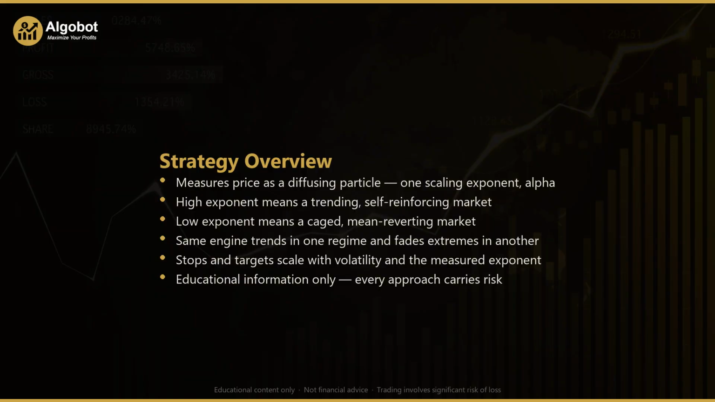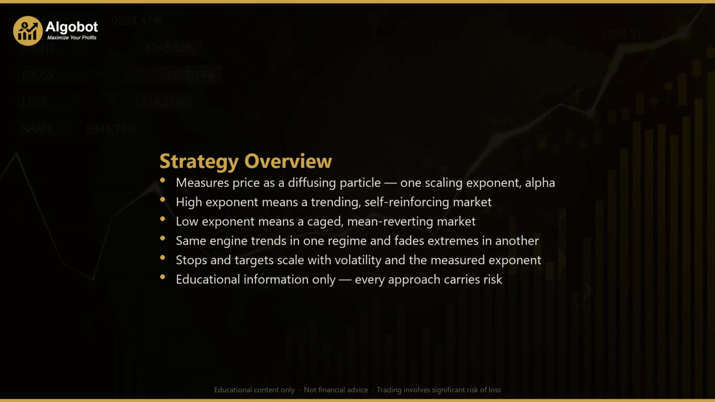Let's dive in. So what exactly is the Dispersion Scaling Rotation Expert Advisor doing? At its heart, it's a regime detection strategy built entirely from raw price data. It doesn't use a traditional indicator like a moving average or an oscillator you'd recognize from a standard chart. Instead, it borrows an idea from physics. It treats the log of price as a diffusing particle and measures how the spread of its movements grows over time. That measurement is captured in one number, the scaling exponent, and the whole strategy rotates around it.